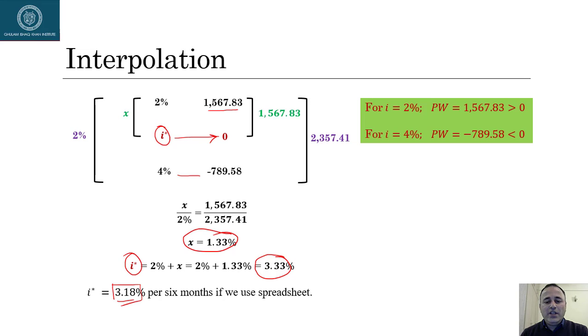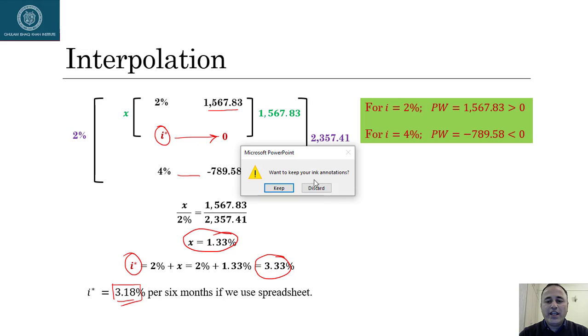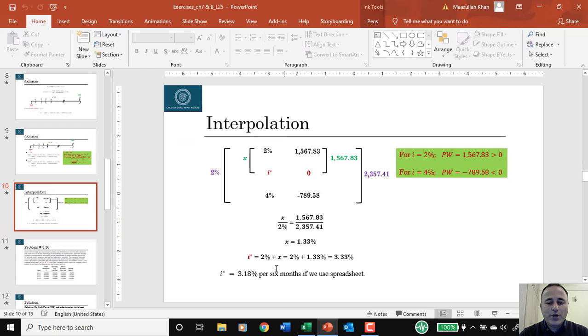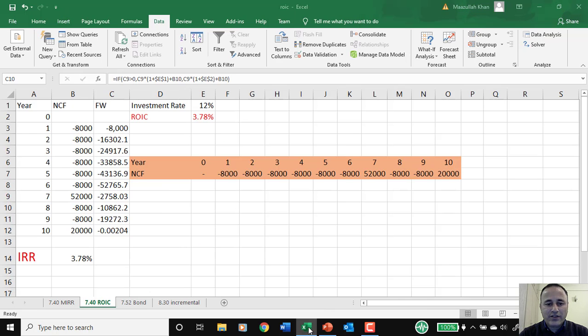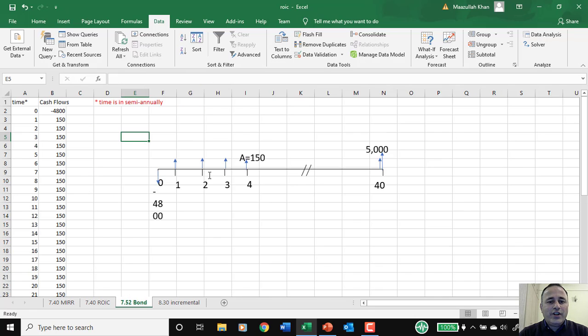Okay, let me try to calculate this number, this 3.18, through Microsoft Excel. So how do I do that? As you can see, this is the cash flow diagram, and the cash flow would look like this. At t equal to 0, the investor invests. Let me enlarge it for you.